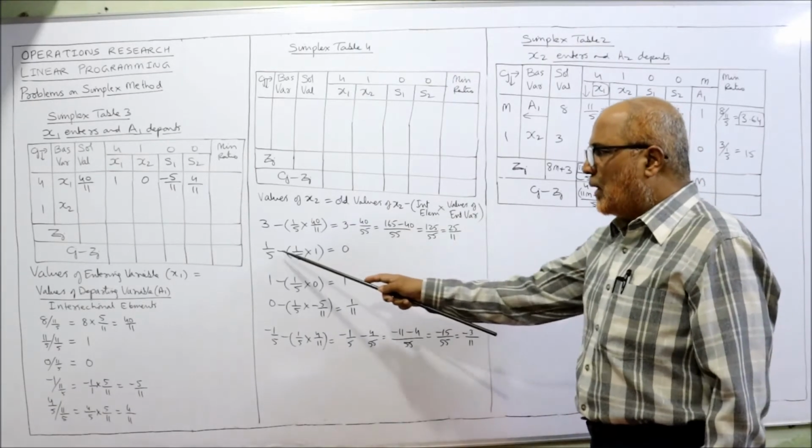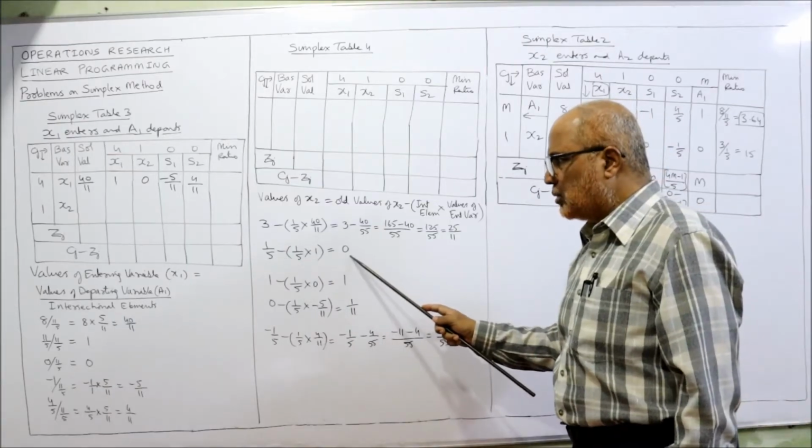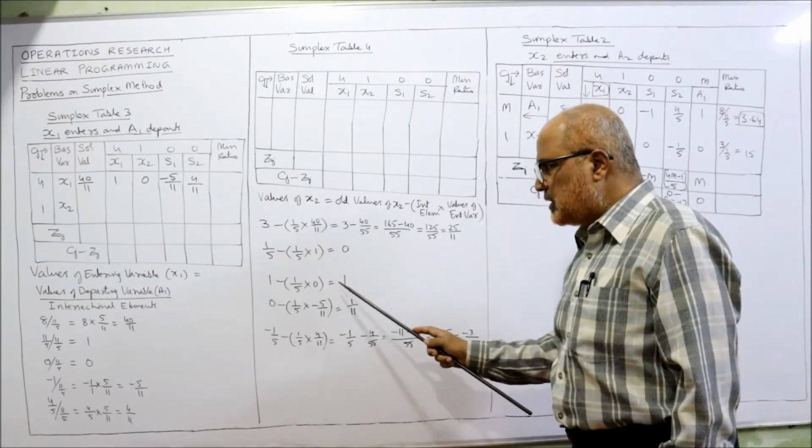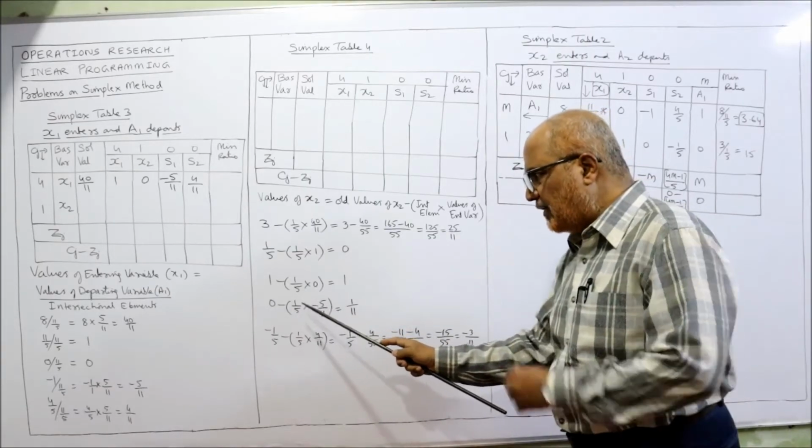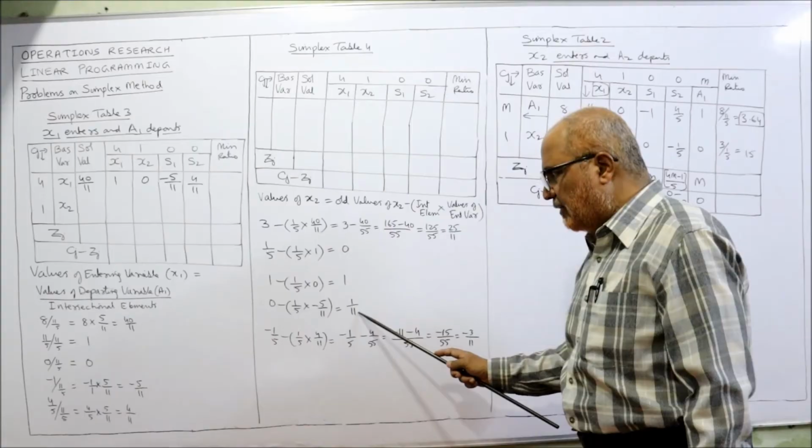That is the value. 1 by 5 minus 1 by 5, 0. 1 minus 0 is 1. 0 minus into minus will become plus. 5 will get cancelled. So 1 by 11.